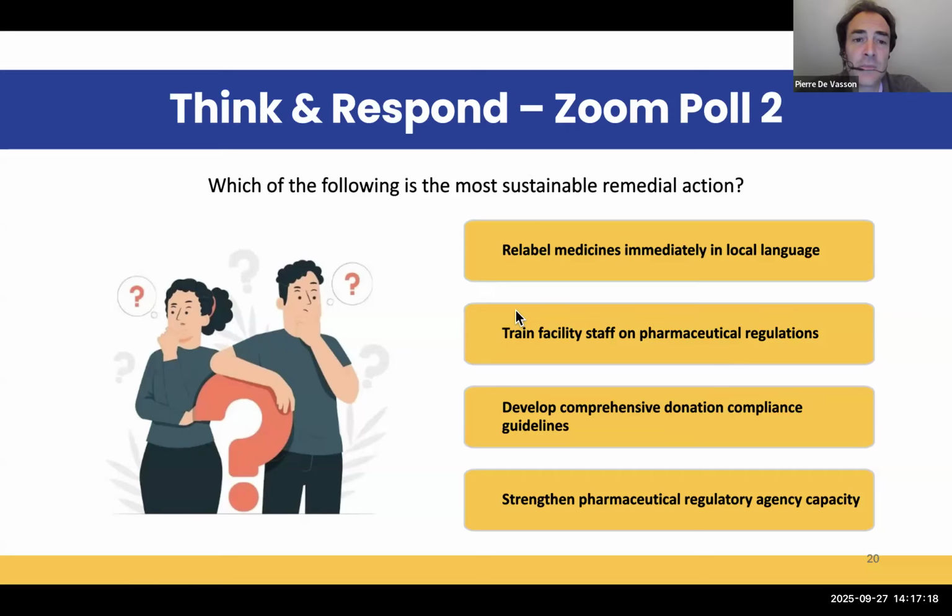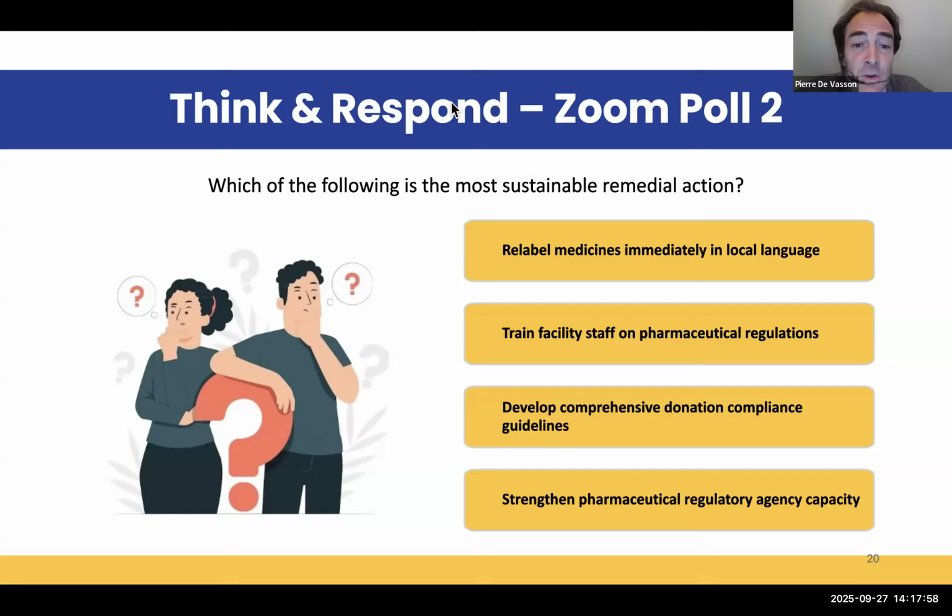So the correct answer was number 4. Remember that the first one was relabel medicines immediately in local language. Again, it solves the symptom, but it doesn't solve the root cause. Number 2 would be to train facility staff on pharmaceutical regulation, but if the donors keep sending gifted products into the country in the wrong language, what will the facility staff do? They will receive them and say, well, we have no choice but to use these products. So actually it doesn't solve anything.